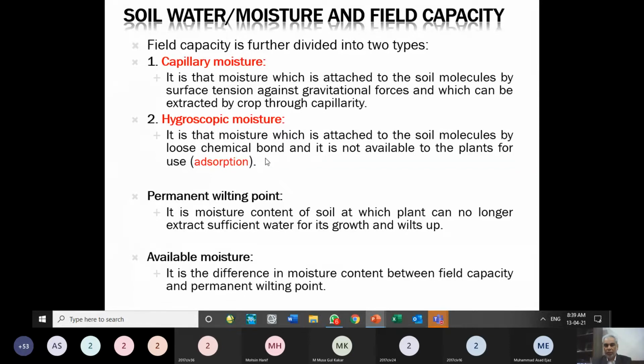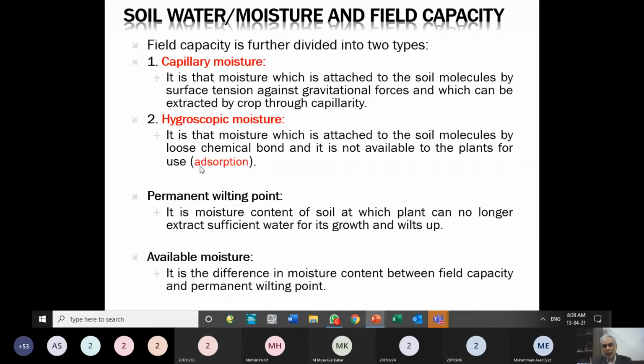This hygroscopic moisture cannot be taken out by the plant. So this is not available. It corresponds to something like the wilting point. It is not exactly the wilting point, but it is close to it. And this capillary moisture is considered available to the plants. Plants can easily extract this capillary moisture. Permanent wilting point is the moisture content of soil at which the plant can no longer extract, as we have already seen.